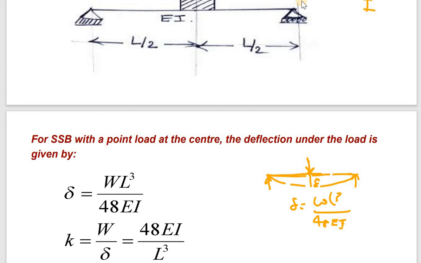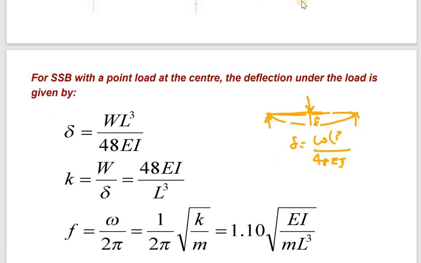Okay, so here this displacement is equal to W. Why have I taken displacement? If I know the displacement only, I can find out K. So K is equal to W by delta. So W is equal to 48 EI by L cube, and delta I can cancel out. So K value is equal to 48 EI by L cube.